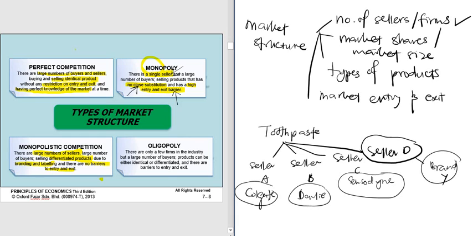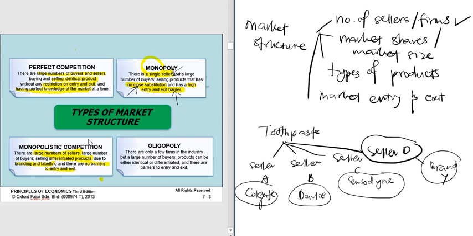You can find a lot of examples of monopolistic competition in the supermarket. You go to the supermarket, you can find the same types of product with different brands, like noodles or flour or sugar, cooking oil. Those are examples of a monopolistic competition market.